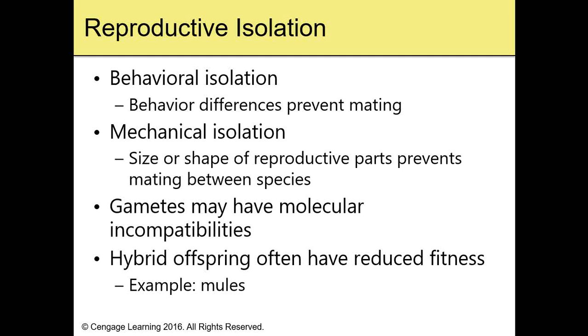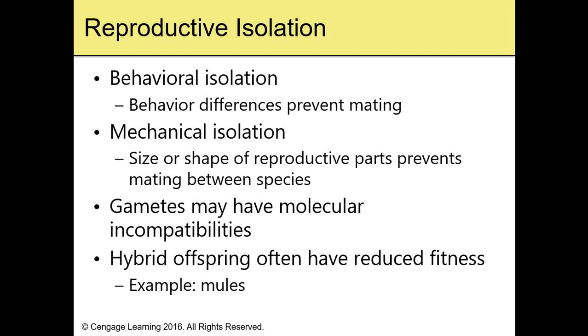Behavioral isolation is where you've got differences in behavior that prevent mating. So if a species of birds, for example, are very similar, but one species has a very specific mating call, and the other species has a slightly different mating call, the females are very highly attuned to this, and so they're not going to breed with a male unless their courtship behaviors are in line with what they're expecting.